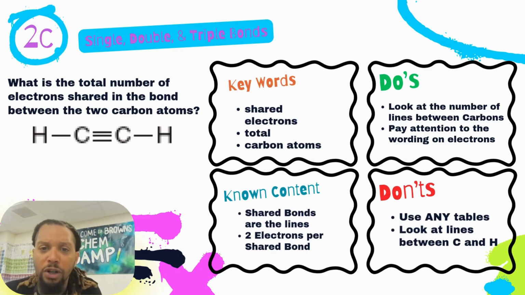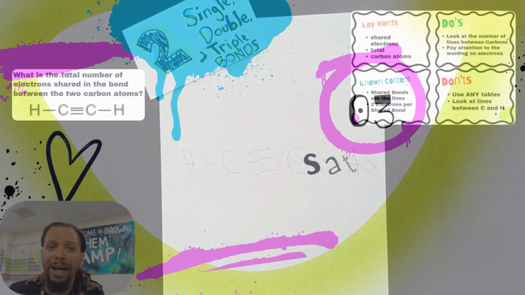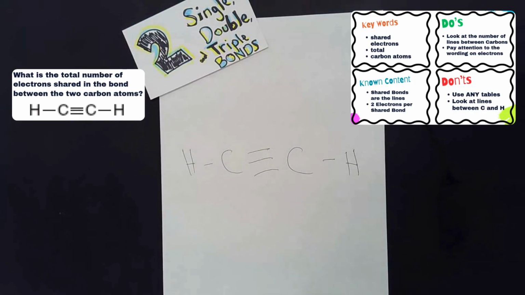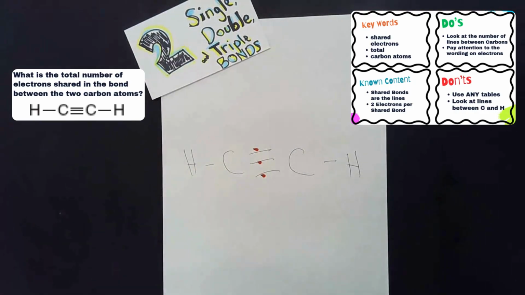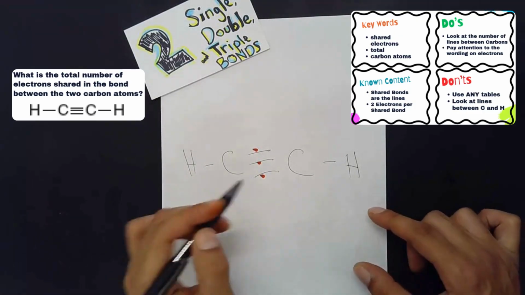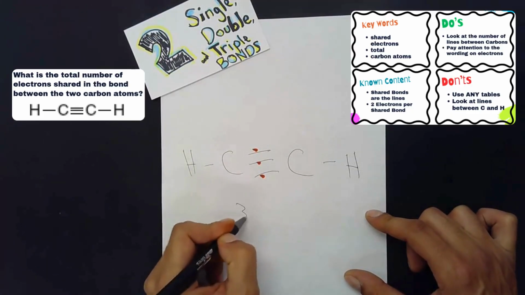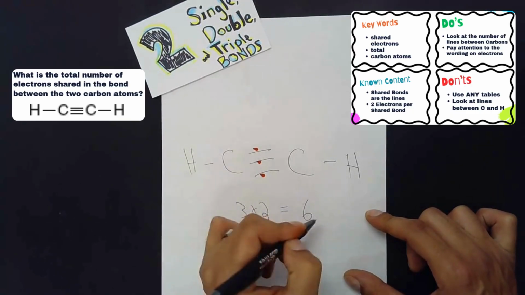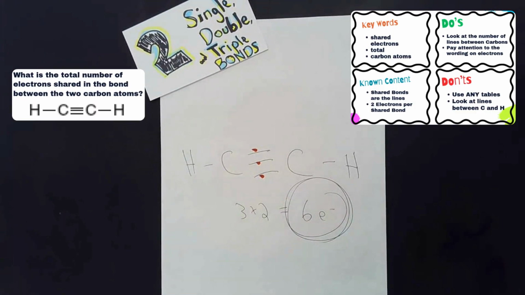So what we're going to do, we're going to look at the number of lines between carbons, just between carbons, and then we're going to pay attention to the wording, because if we're not paying attention to the wording, we're not going to be answering the question correctly. We're not going to use any tables, and we're not going to look at the lines between carbon and hydrogens. That's not in the question. Let's work it out. This molecule, we have 3 lines between our carbons because they're asking for the total number of electrons between the 2 carbons. So that is 3 times 2, and that gives us 6 electrons between those.